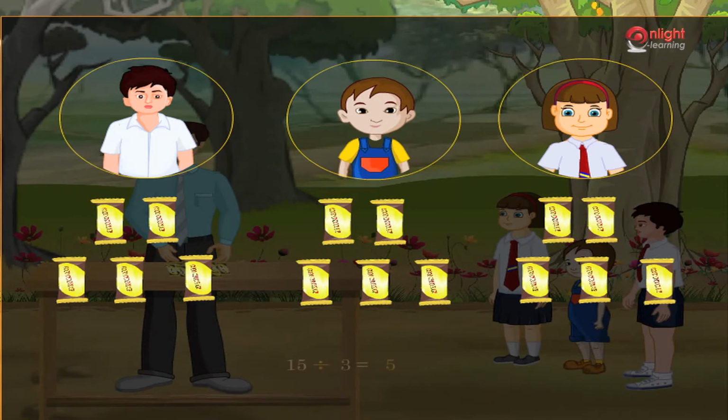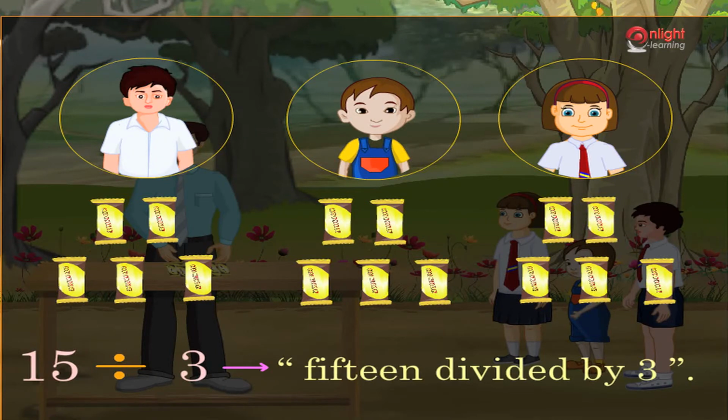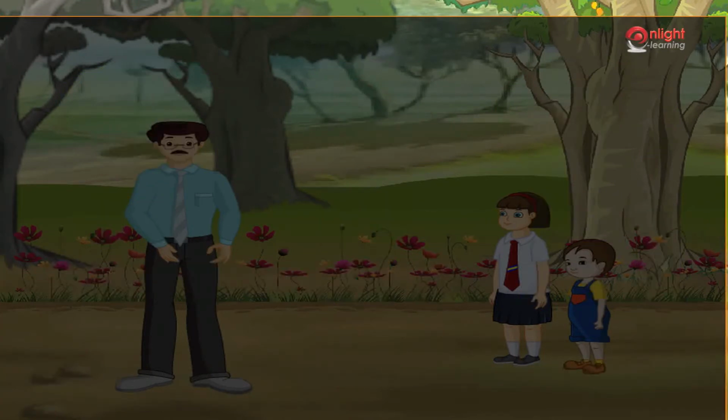This can also be written as 15 ÷ 3 = 5. ÷ is the symbol for division. 15 ÷ 3 is read as 15 divided by 3.